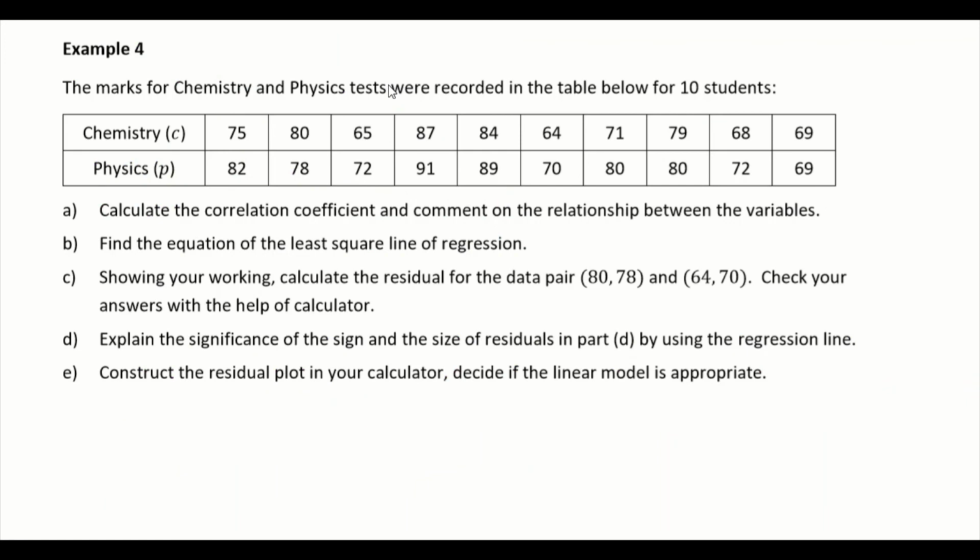Example 4: the marks for chemistry and physics tests were recorded in the table below for 10 students. Question A wants us to find the correlation coefficient, which I hope you are pretty familiar with. Then write down the equation of the least square line of regression, y equals mx plus c. From C onwards is something that we learned in this lesson. Let's key in all the data first. I'm fast forwarding everything, so spend this time to look at your calculator and try to input all your values.